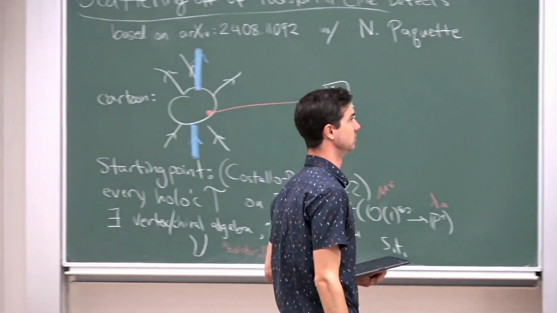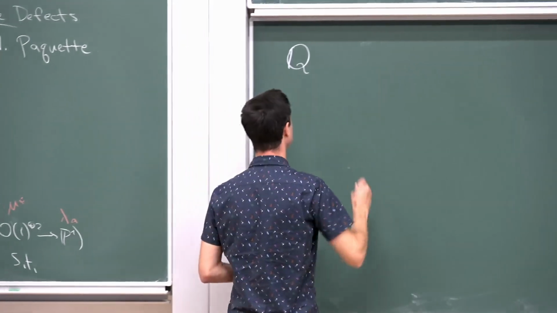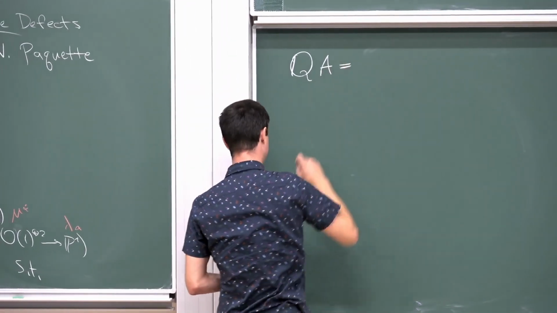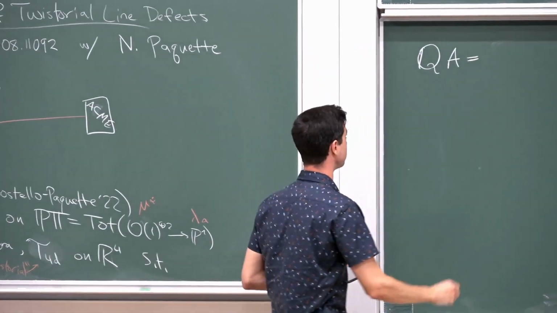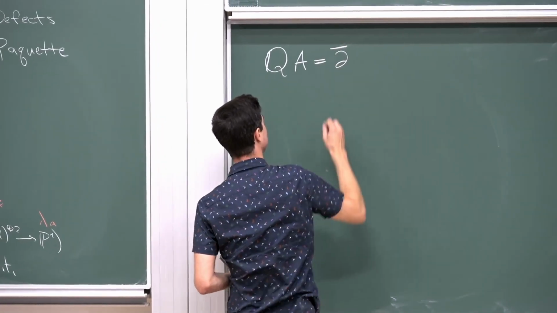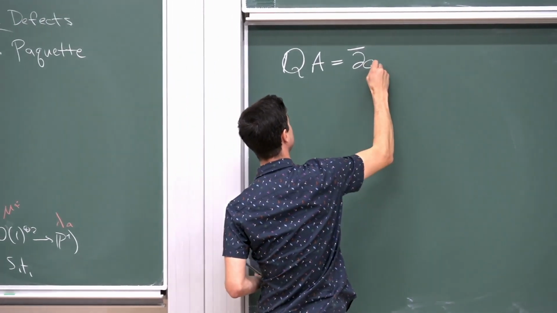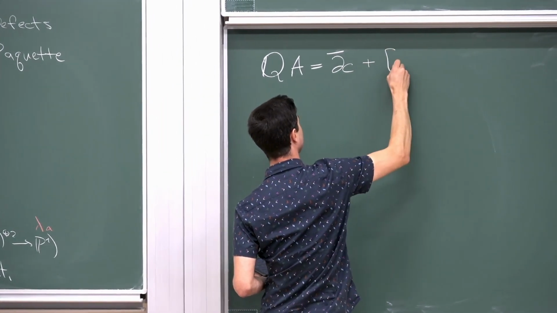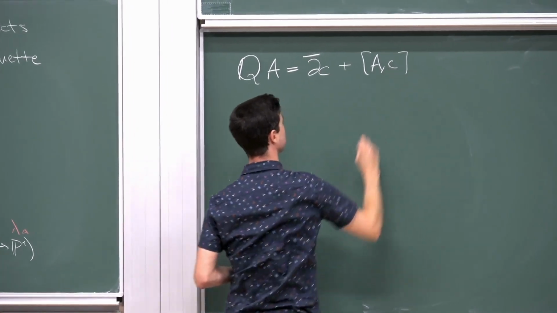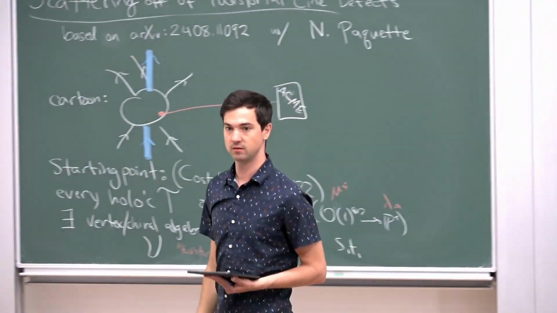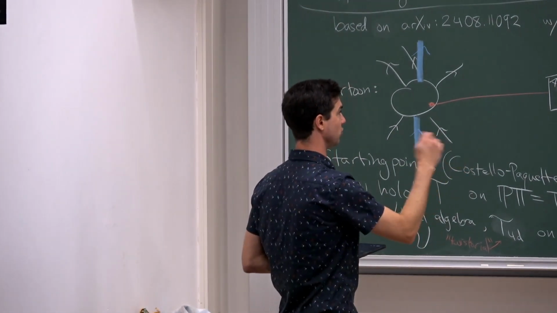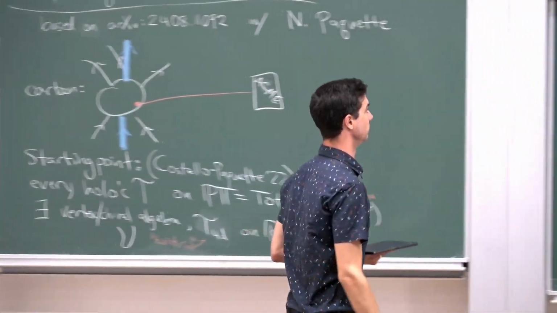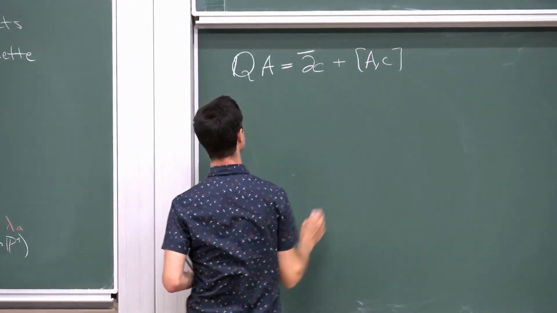So gauge transformations are going to be encoded in a BRST differential. I won't use the full BV formalism. I'll try to keep things down to earth for the most part. The gauge transformations of my connection, my gauge field, are the usual ones. I can shift it by the covariant derivative of some ghost field C, some BRST ghost field.